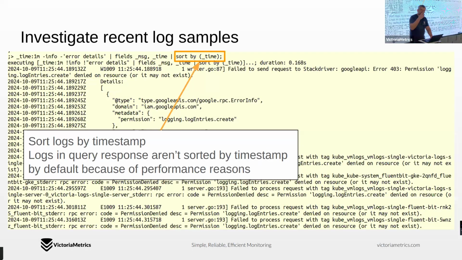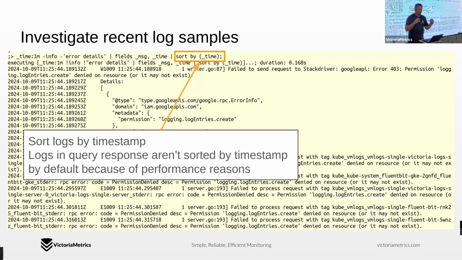And this particular query just sorts all the output logs by timestamp, because by default VictoriaLogs doesn't sort responses by timestamp because of performance reasons. If you try to sort a big response by timestamp, this means that you need to select all these logs, billions of logs potentially, and then sort them. And only after the sorting is completed, you can return these logs to the client who requested them. Sorting billions of logs can take a lot of time and a lot of memory. That's why, by default, VictoriaLogs doesn't sort logs by time.